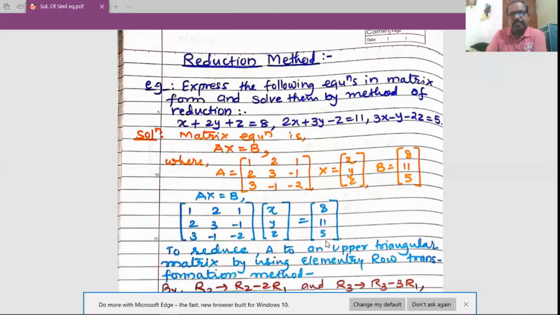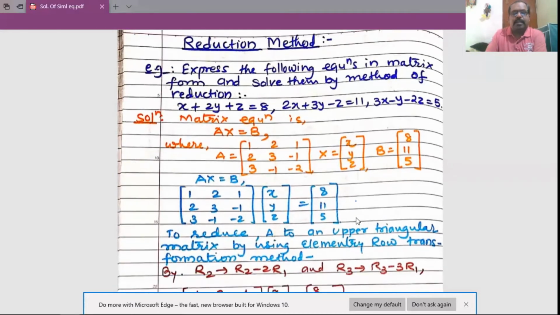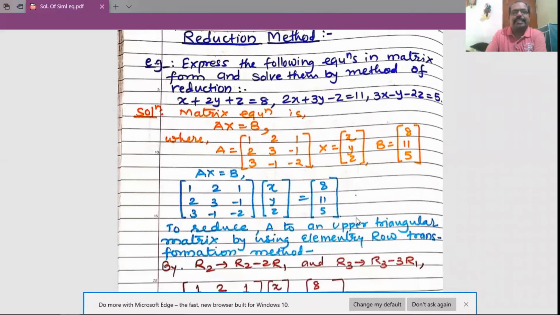In this method of finding the solution, here we are going to reduce the matrix A to an upper triangular matrix. In the first method, we find the inverse of a matrix and then multiply that inverse with the matrix B, and that gives us the values of x y z, that is the matrix X. But in this case, we are going to reduce the given matrix A, that is the matrix obtained from the given equations, to an upper triangular matrix.